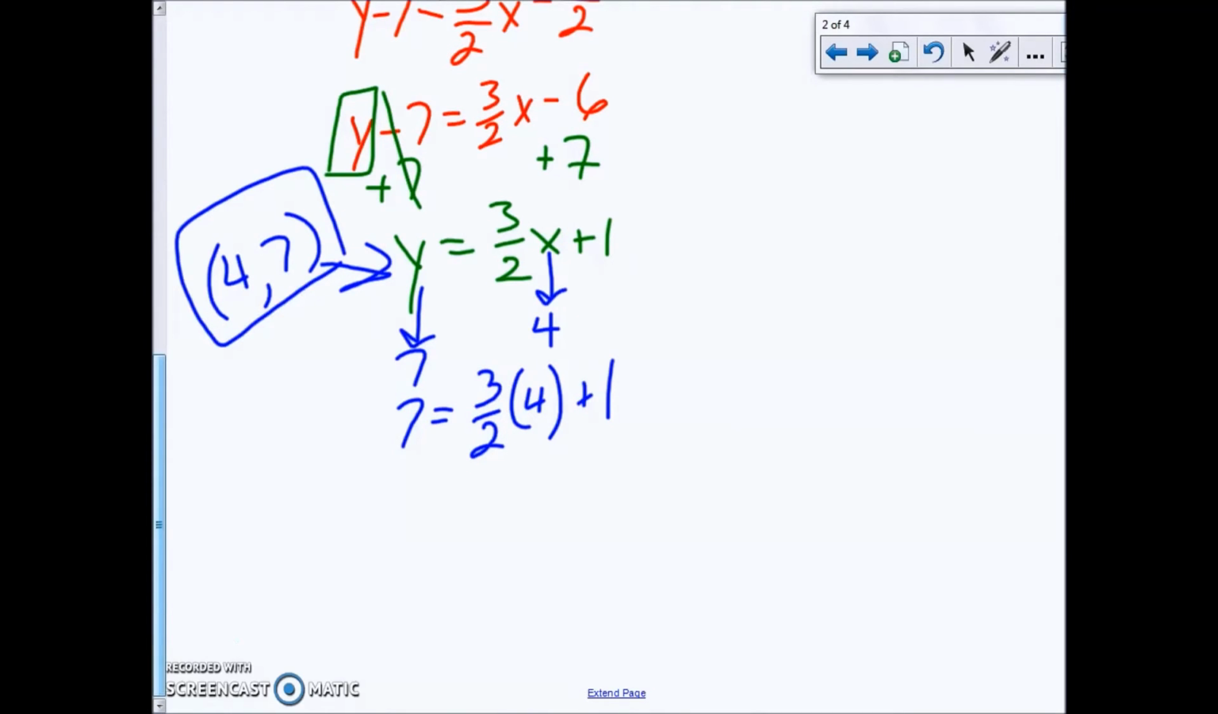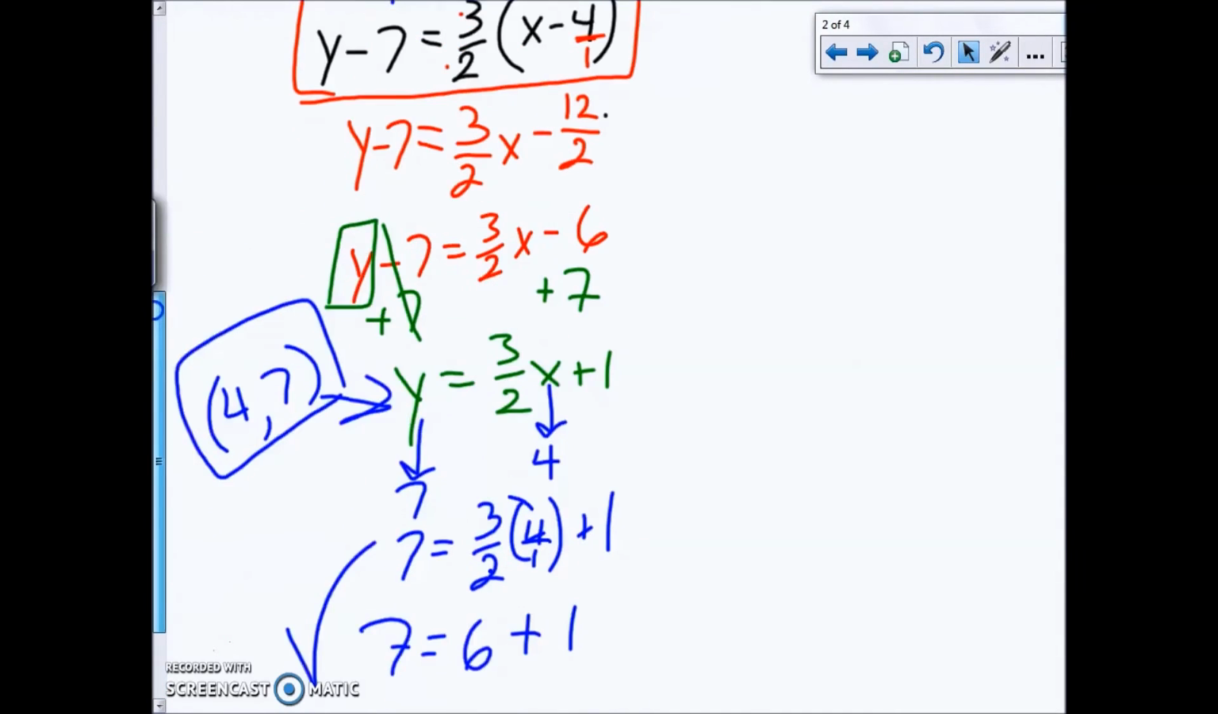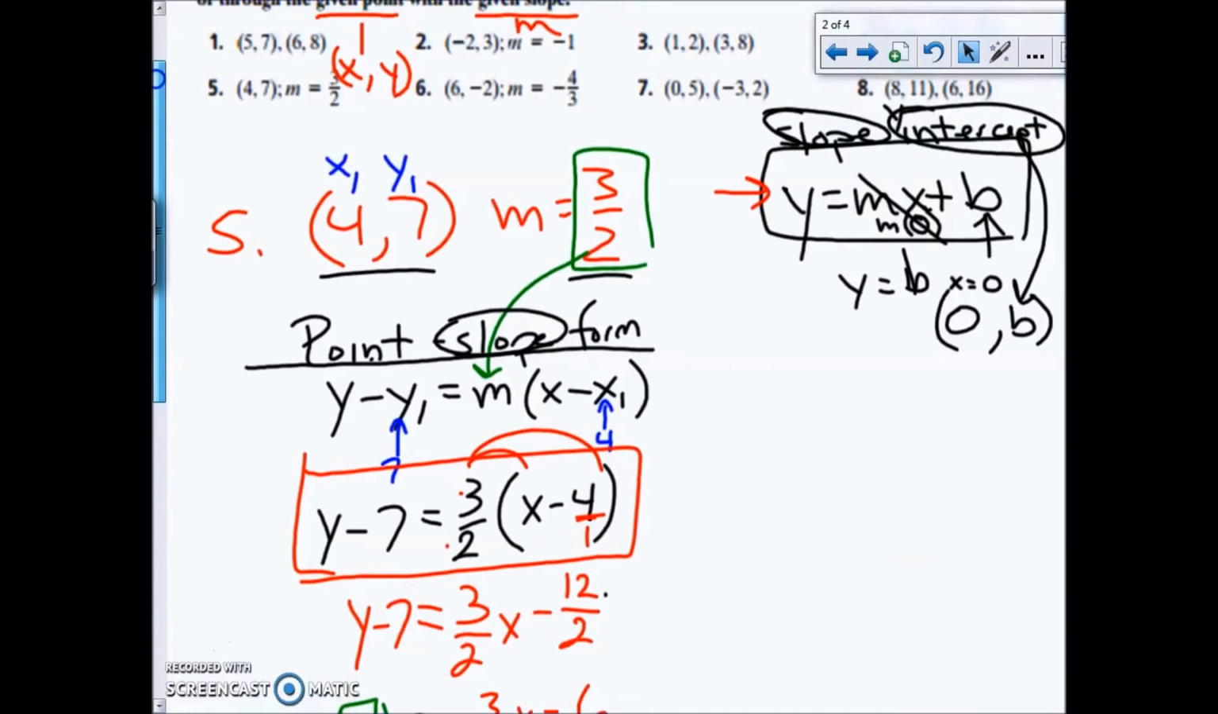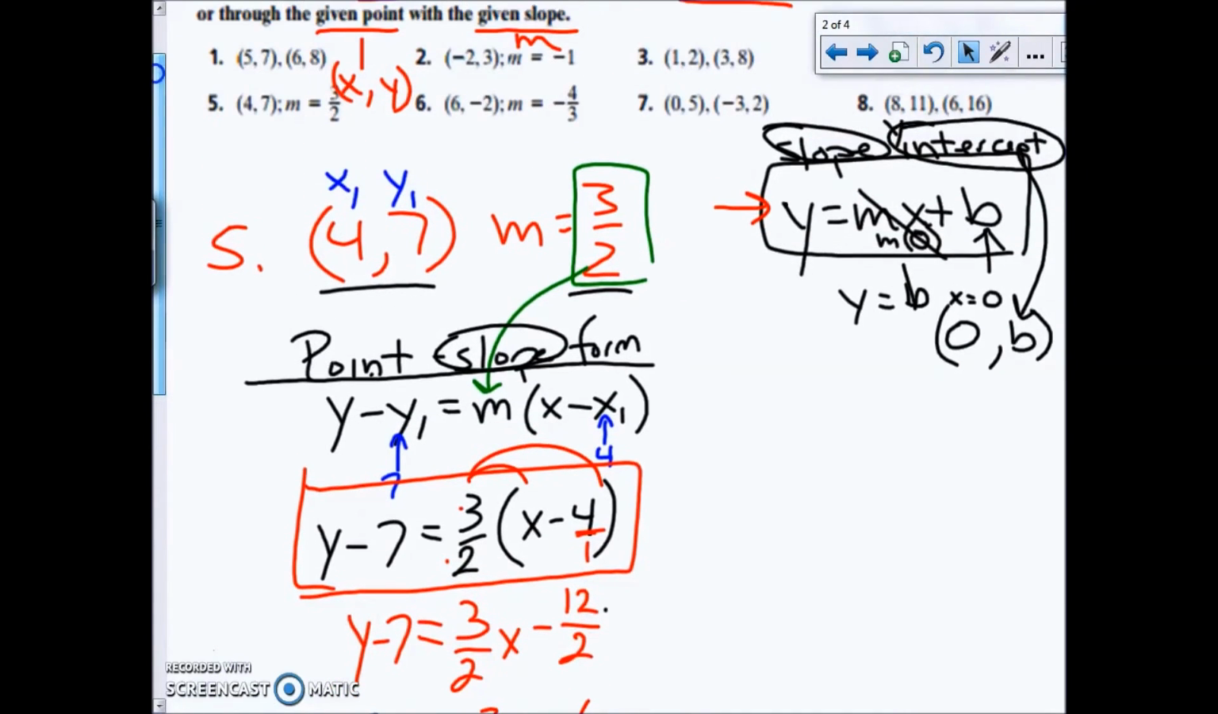We've got 7 equals 3/2 times 4. Again, 3/2 times 4, put it over 1. 3 times 4 is 12, divided by 2 gives me 6. So that's 7 equals 6 plus 1, and absolutely that's true. I know that my point must be on my line. So that's how to use point-slope form.